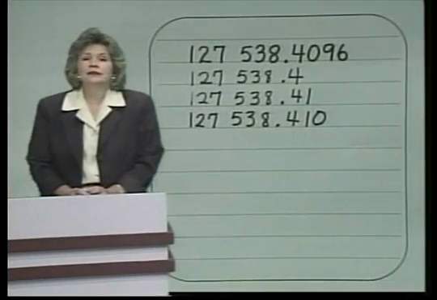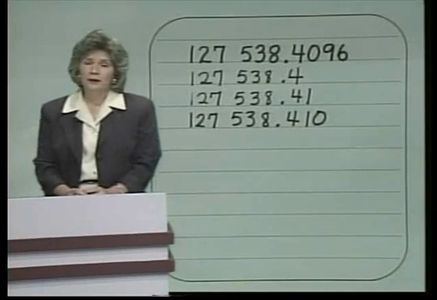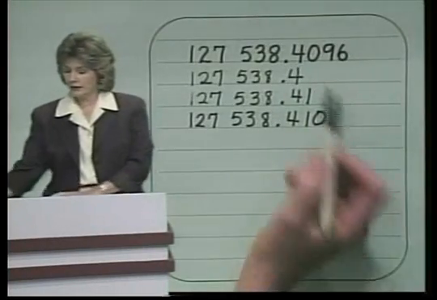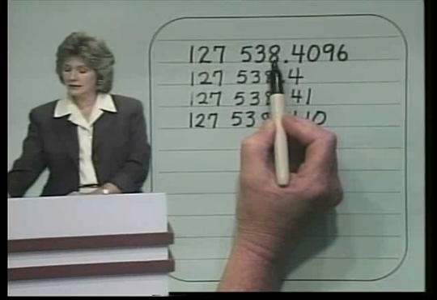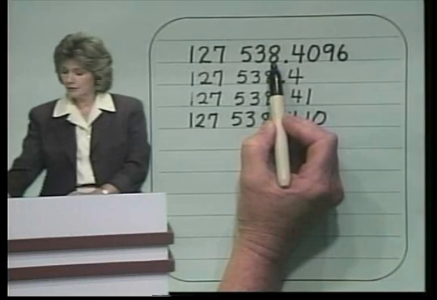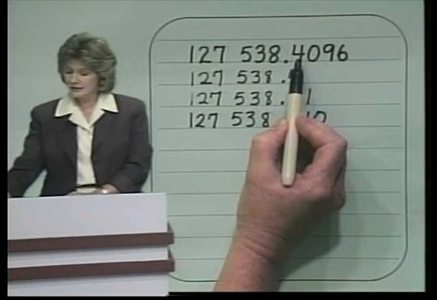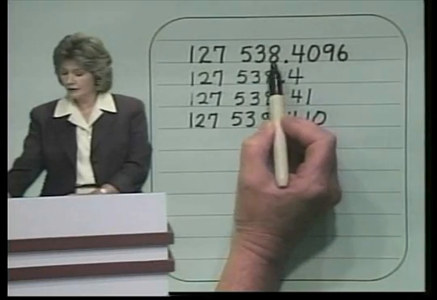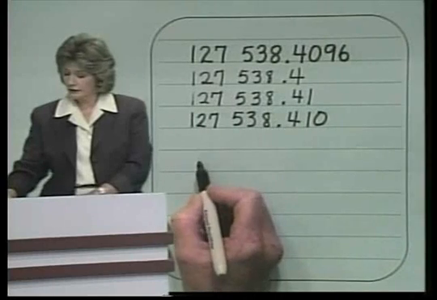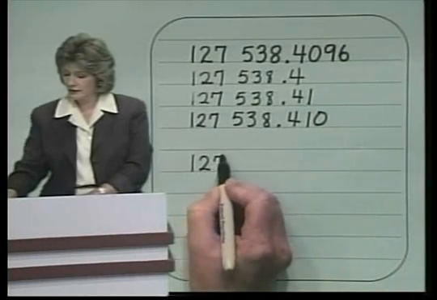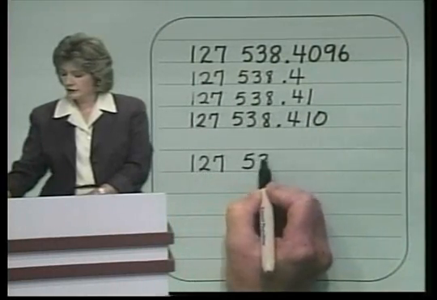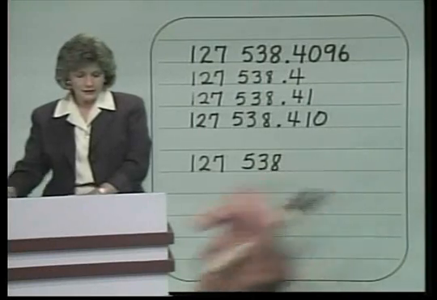Now, what if we round to the nearest whole number? The place for the whole number is the ones place. So I look at my original number and I see an 8 is sitting in the whole numbers place. To the right of the 8 is a 4. That's less than 5, so I will not round up. The number rounded to the nearest whole number is 127,538. Now let's do one more.